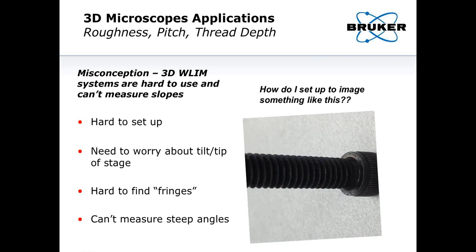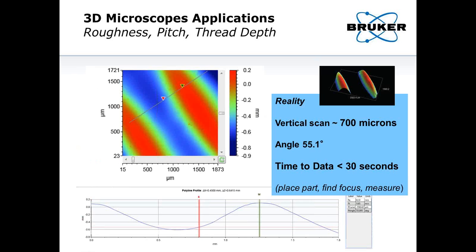I started here with this group in Bruker a few years ago, and I had to learn how to use these types of systems. This is one of the first examples I set up myself. In reality, it was quite simple to set up. You don't have to worry about things like the tilt fringes or finding them. You basically just place a part on the stage and you focus it like a microscope. You use either a joystick focus, or you can use a software controlled focus. You place the part on there and find the focus, and then just click measure, and that allows you to get a nice clean scan of this kind.